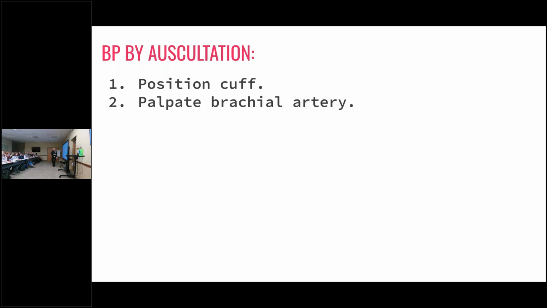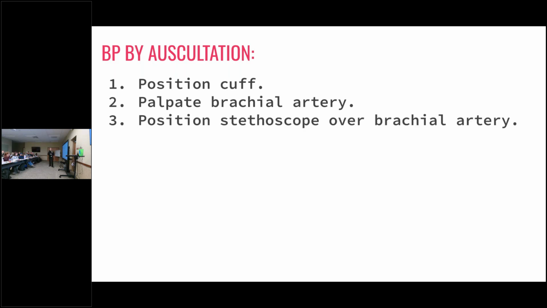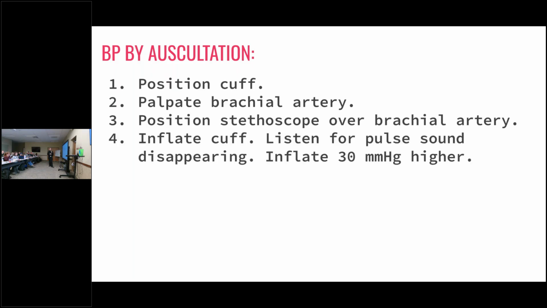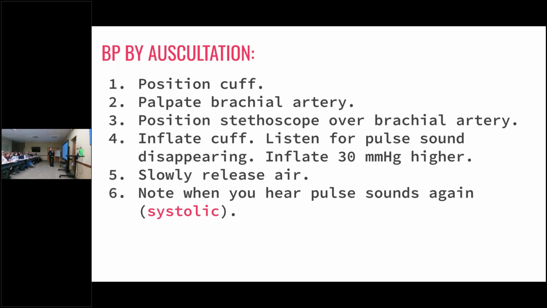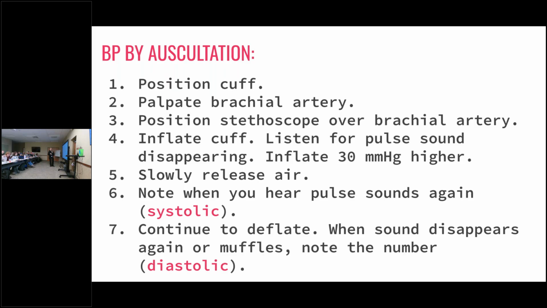Number 2, we want to palpate that brachial artery and see if we can find it. Number 3, put the stethoscope over that brachial artery. 4, inflate the cuff and listen for the pulse sound to disappear. Once you hear your pulse disappear, inflate 30 millimeters of mercury higher. Then we slowly release that air. Note when you hear the pulse sounds again, and that's your systolic number. We continue to deflate. When the sound disappears completely or muffles, we note that number too, because that's our diastolic number.